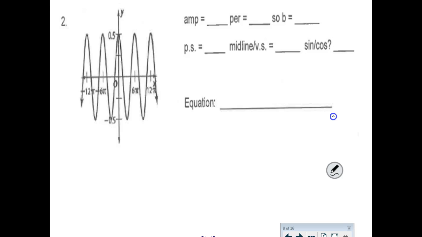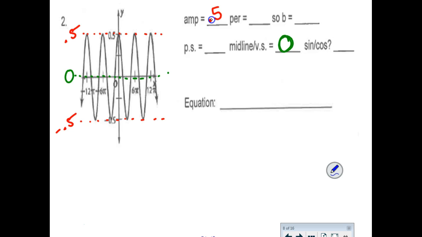All right, this next one. It's a little ugly to look at. So I can clearly see where the max and min lines are. And that means that my middle line must be at 0 again. So 0 for the midline. The amplitude is 0.5 of a unit.